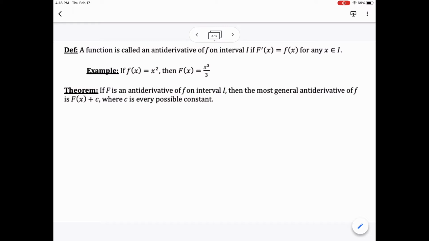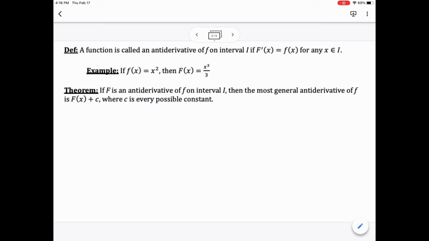So an antiderivative is a function F on an interval I if capital F prime of x is the same thing as f of x. So that means that the function is actually the same thing as a derivative of something else. So we kind of work our way back. So an example of this would be f of x equals x squared. And so the antiderivative of that would be x cubed divided by 3. So if we took the derivative of x cubed divided by 3, you would bring that 3 down, and then the 3 divided by 3 would cancel out, leaving you with x squared.